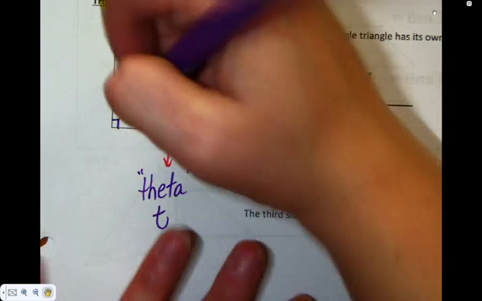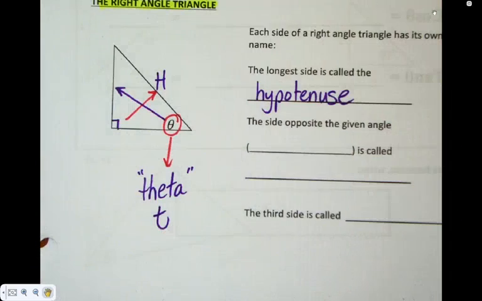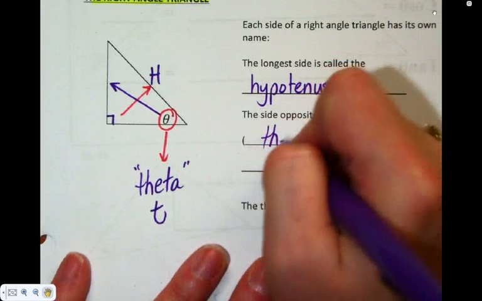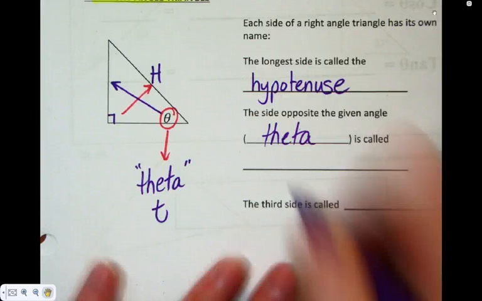Why do we need to know that? Well, because the side that's opposite that angle has a special name, just like the hypotenuse. And want to guess the name of the side that's opposite theta, Brock? Yeah, that's how obvious mathematicians are, by the way. We're really, really literate people. So the side opposite the given angle, which we call theta, is called opposite.